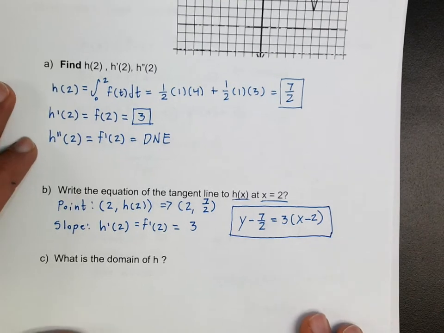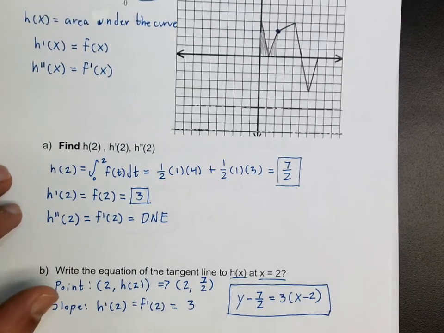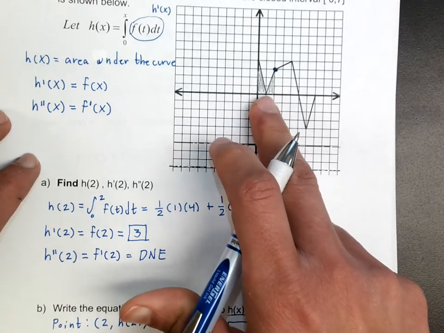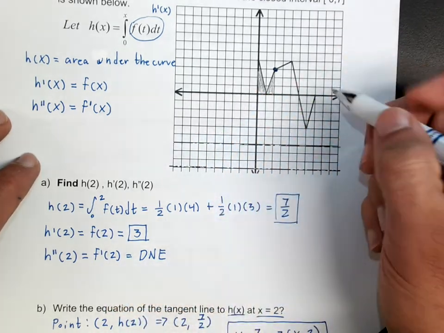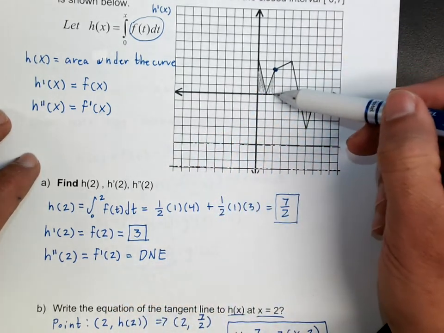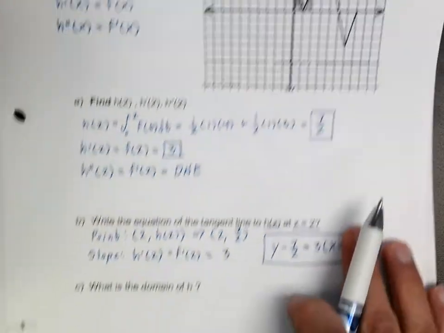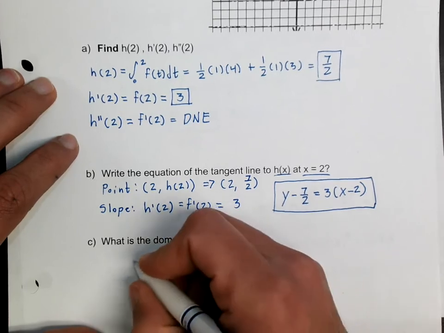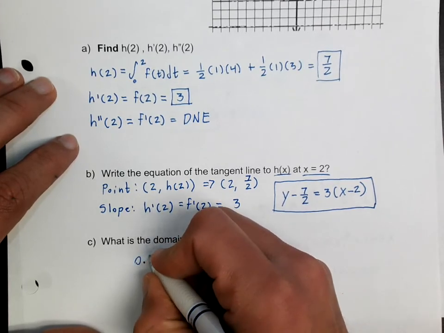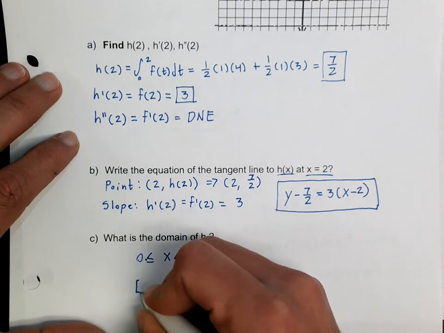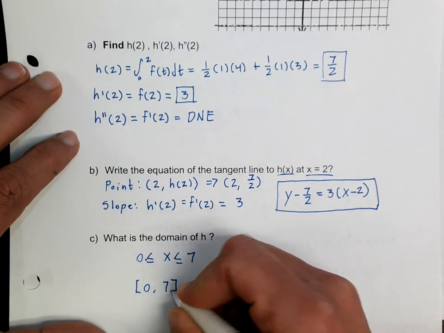Now to figure out the domain of h, the domain of h is going to be the same as what we have here. So make sure that it's between 0 and, let's see, 1, 2, 3, 4, 5, 6, 7. The domain is between 0 and 7. So that one's not a big deal.